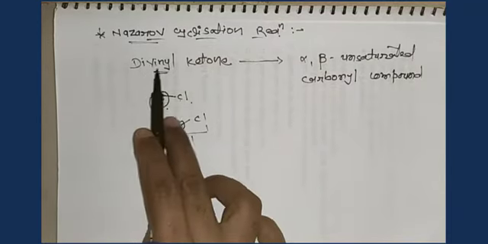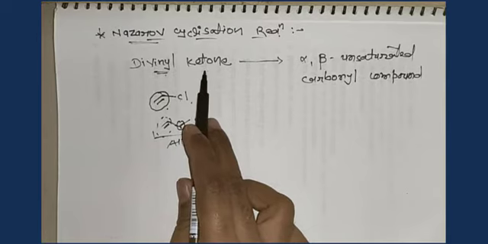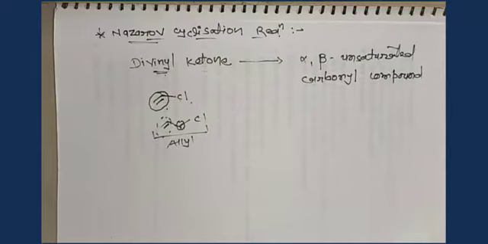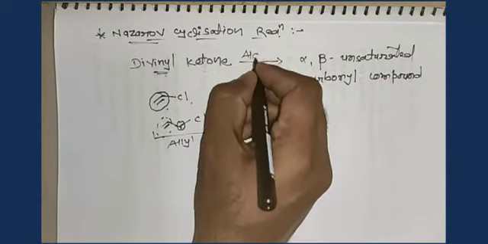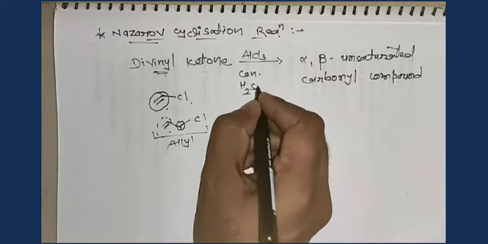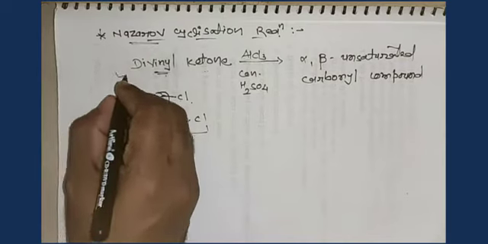So divinyl means 2 vinyl groups are there, a ketone is also there, which is converted to an alpha beta unsaturated carbonyl compound. The reagent for this reaction is AlCl3 and concentrated H2SO4. So this reaction is performed using AlCl3 and concentrated sulfuric acid. Okay, this is the principle.